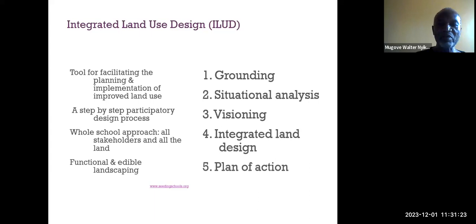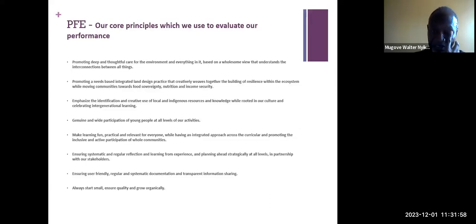So this process takes about a week to go through with the school community. And after the process, there will be a few deliverables, such as a new landscape map of the school. There will be the work plan. There will be new or revised vision and mission statements for the school. So some of these will be the outcomes of the ILUD process.